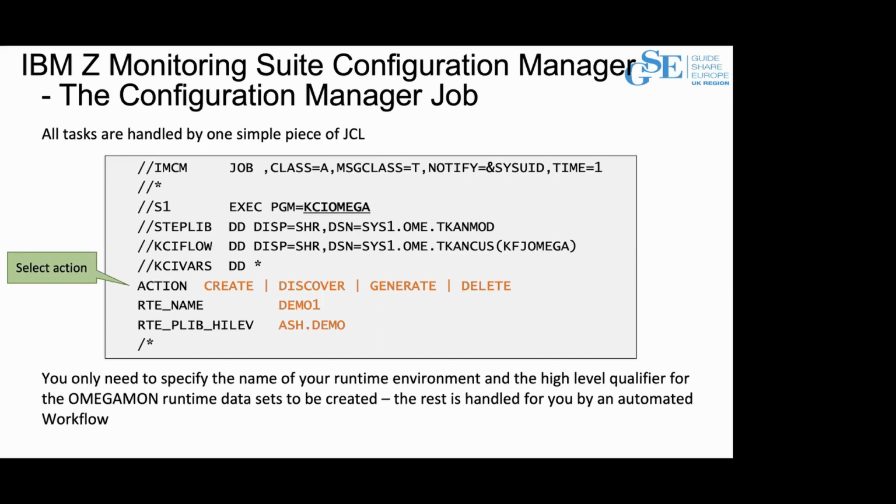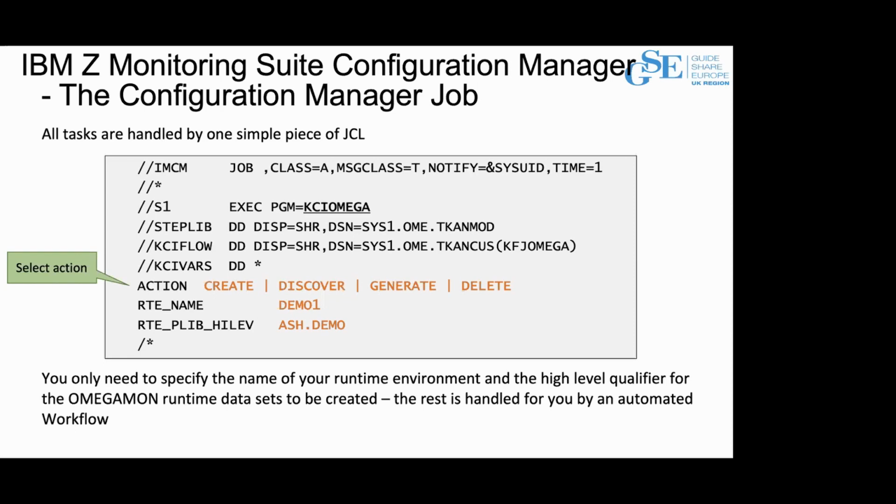So you do need to pass some entries, or rather some specific names. The runtime name is the runtime that you want to create. It could be demo 1 in this case, or it can be dev or test, whatever name you want. You also need to set what the runtime libraries are going to be, and how the runtime environment agent data sets are going to be prefixed. That's the high level qualifier. In this case, it's ash.demo, but it could be anything. It could be dev or test, version 1, version 2, whichever way you want to call it.